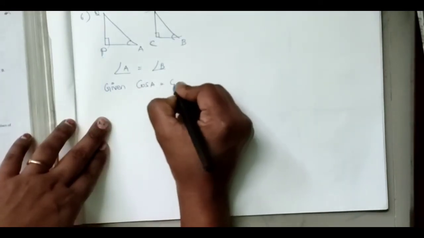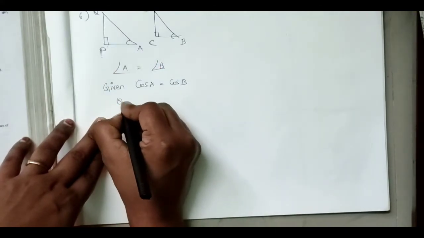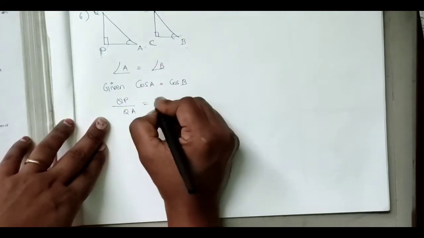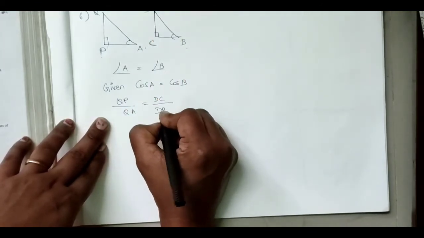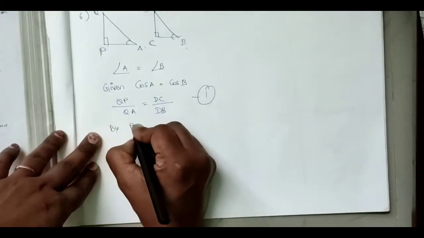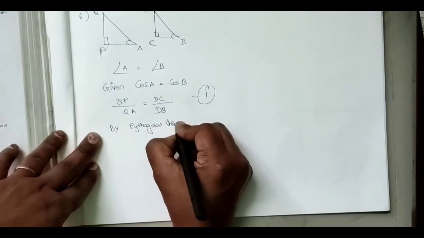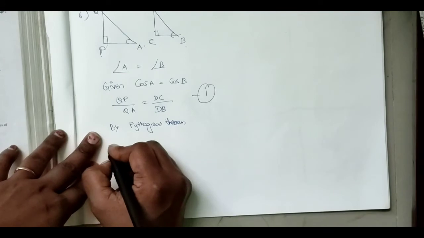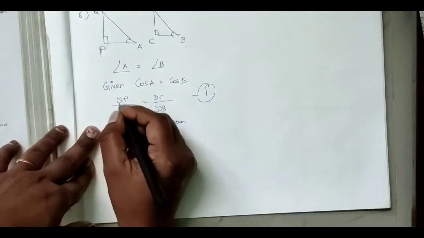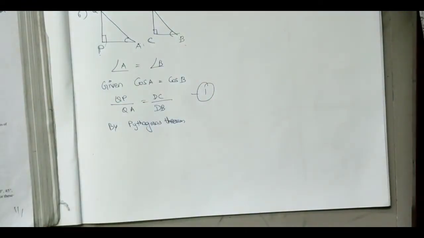Now what is given is cos A is going to be equal to cos B. So now what is cos A? Adjacent by hypotenuse is going to be QP divided by QA, equal to DC divided by DB. Let this be 1. So by Pythagoras theorem, we are going to prove this one and this one square is going to be equal to this and this square, right?